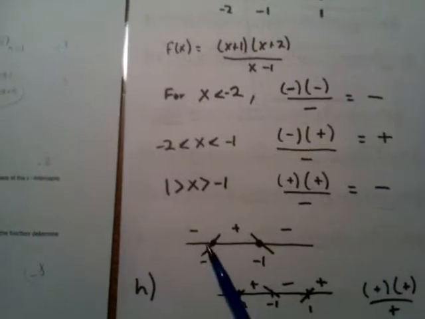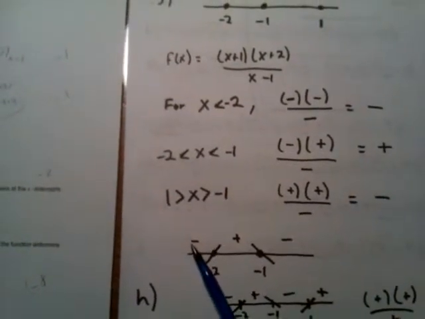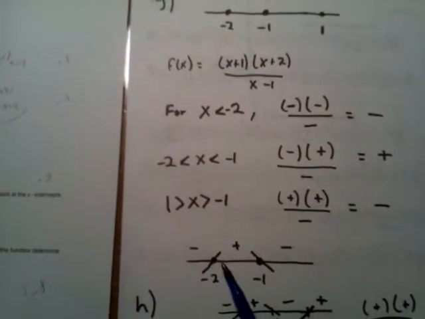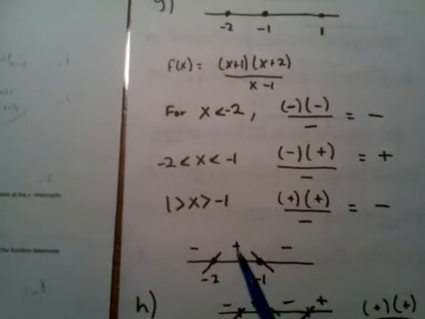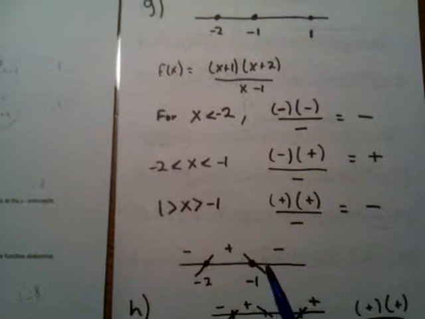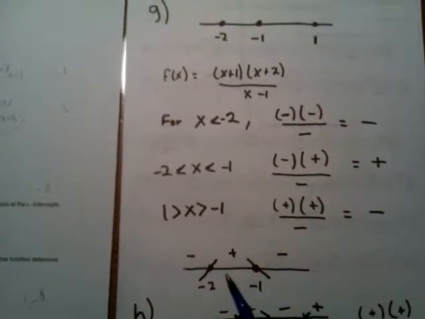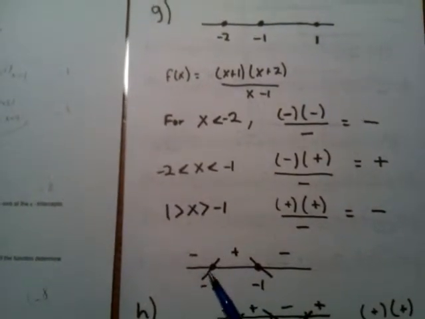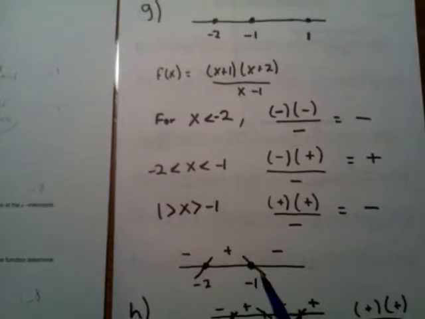So this tells us that left of minus 2, it's negative. Between minus 2 and minus 1, it's positive, and to the right of minus 1, it's negative. So it has to cross at minus 2 and again at minus 1.